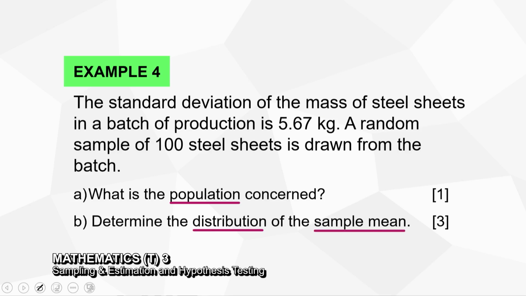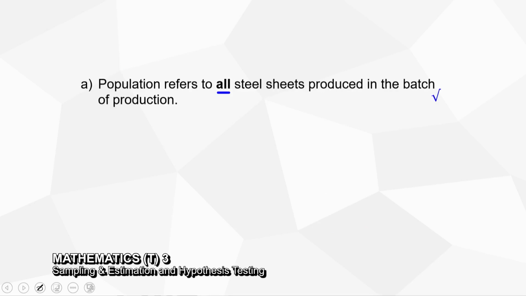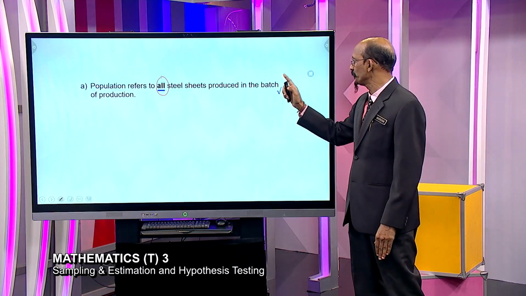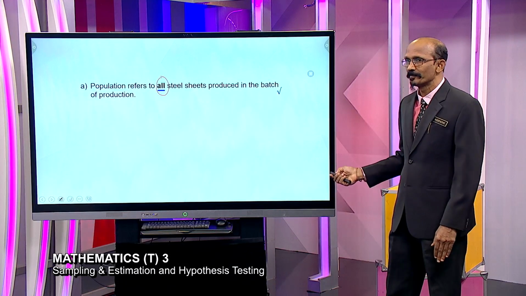So what is the population? As I mentioned earlier, you define. Population refers to all steel sheets produced in the batch of the production. You can only obtain this mark if the word all is seen. If no all, you cannot get this mark. If you write that population refers to steel sheets produced in the batch of production, you won't get that 1 mark.